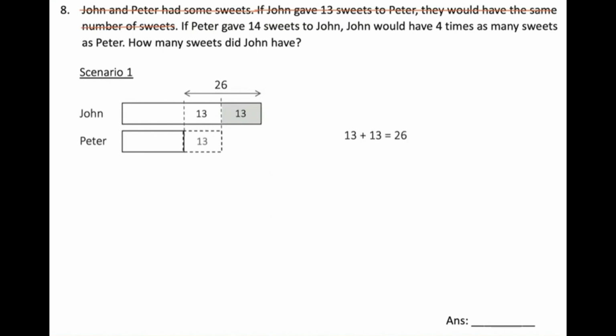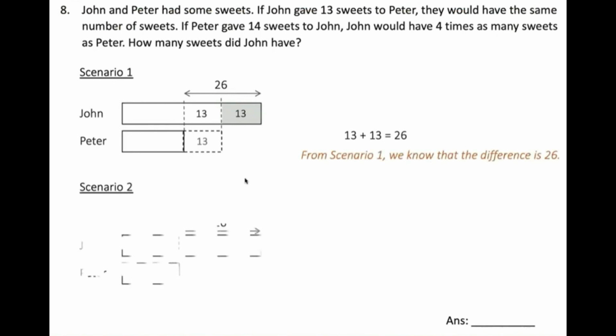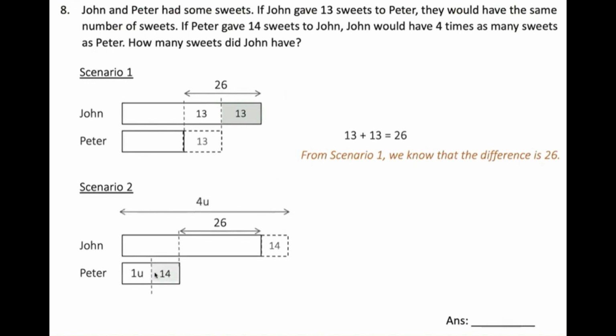Okay, let's continue. So the second scenario is if Peter gave 14 sweets to John, I'm going to cut 14 from Peter and give it to John. Now, Peter will be 1 unit and John will be 4 times. So John is 4 units. So 4 units is here. Peter 1 unit, John is 4 units. So Angel, do you have this model? Once you have this model, you have to compare the units. 4 minus 1 unit. Okay, always compare the units first. And that is 3 units.